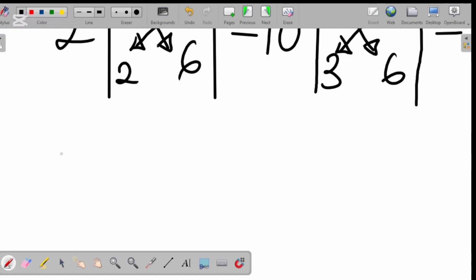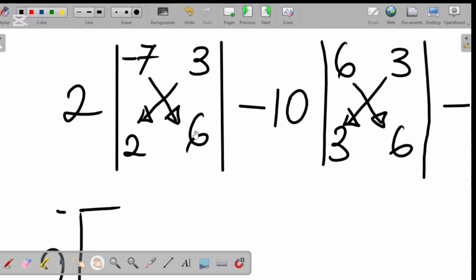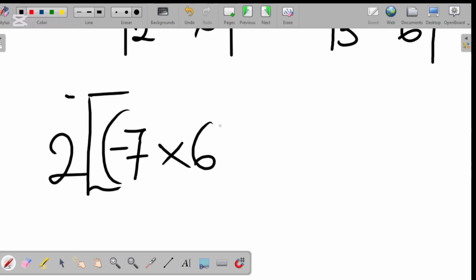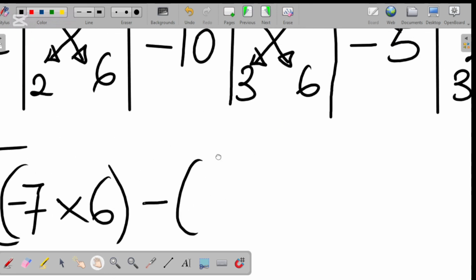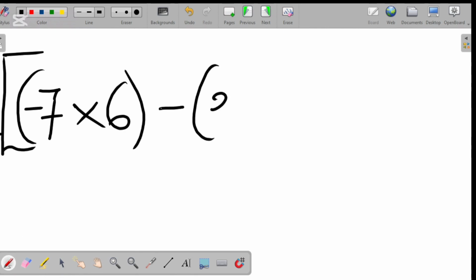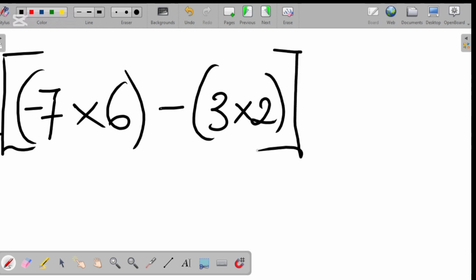Let's start with the first one. So we have here 2, and then you open your bracket. Negative 7 will multiply 6. So we have negative 7 times 6. And then minus, you will subtract from each other. So 3 will multiply 2. So 3 multiplied by 2. And then you close your bracket.